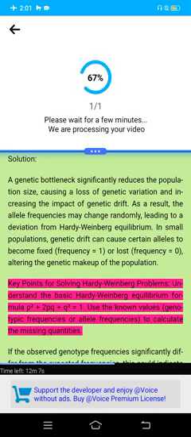Key points for solving Hardy-Weinberg problems. Understand the basic Hardy-Weinberg equilibrium formula: p squared plus 2pq plus q squared equals 1. Use the known values, genotypic frequencies or allele frequencies, to calculate the missing quantities.